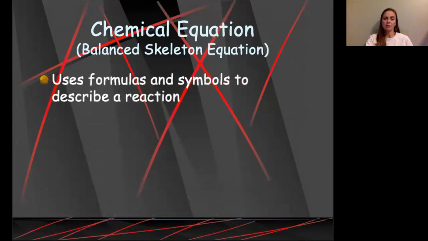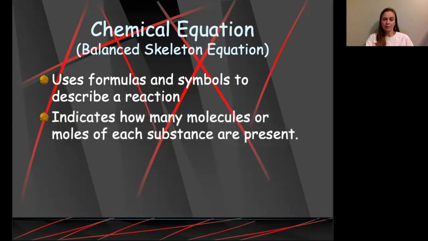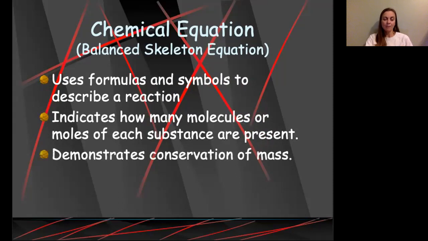A balanced equation uses formulas and symbols to describe a reaction. And now, unlike our skeleton equation, it actually indicates how many molecules or moles of each substance are present. We're going to talk later on in the year about what a mole is. For right now, know that it is proportional to the number of molecules. And so our balanced chemical equation is always going to demonstrate the conservation of mass.